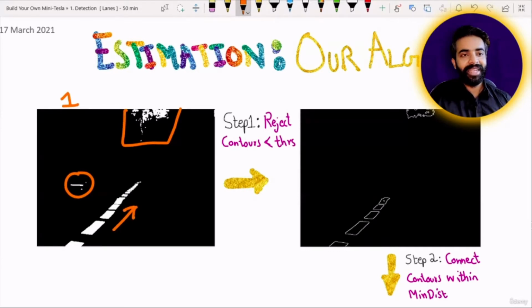So the first step was to reject the contours that are less than the threshold area. This proved to remove all the small contours like here and here, but still left us with this contour as it was larger than the threshold area.